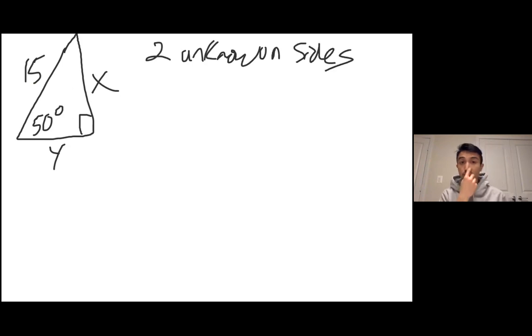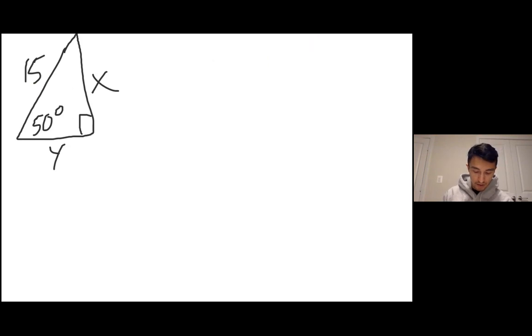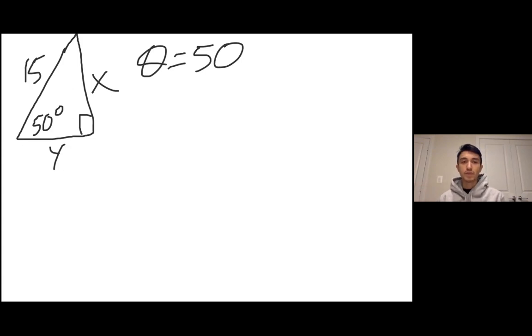We have two unknown sides. So in this case, we can't use the Pythagorean theorem, right? Because we have two unknown sides. We don't have just one. So we have to rely on our trig functions and ratios. So let's just set them up. Our theta is 50. That's the only one given to us, so we have to use that.